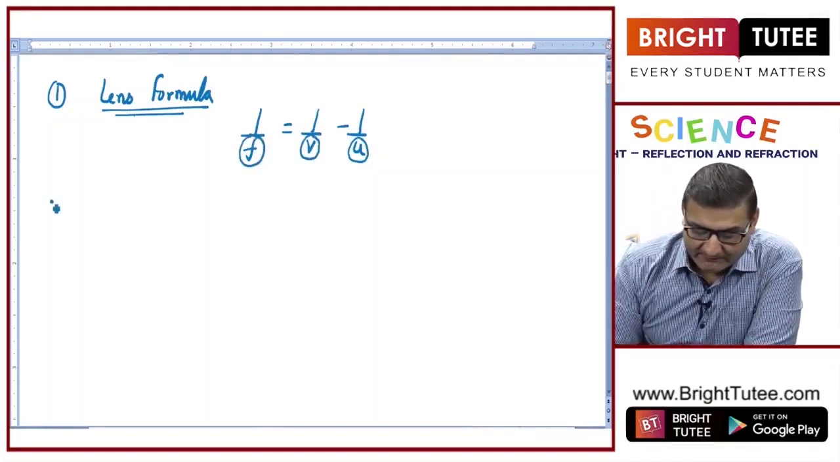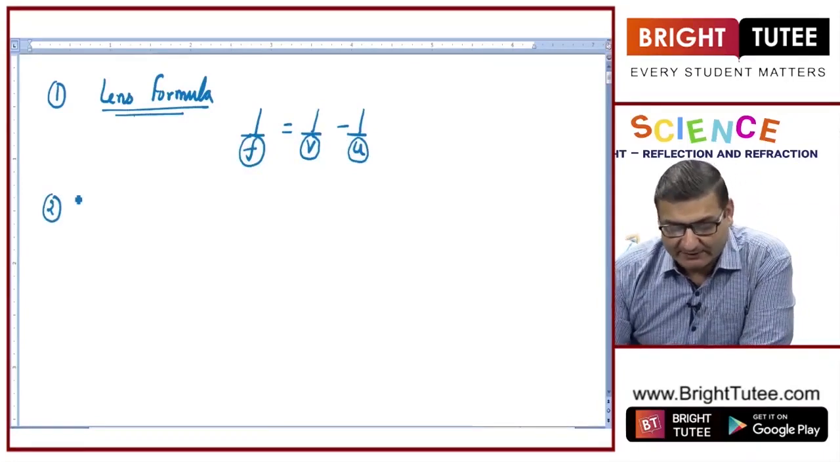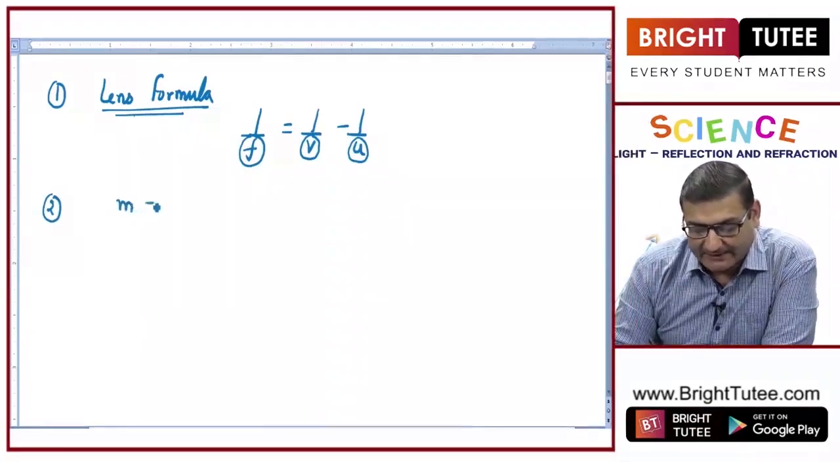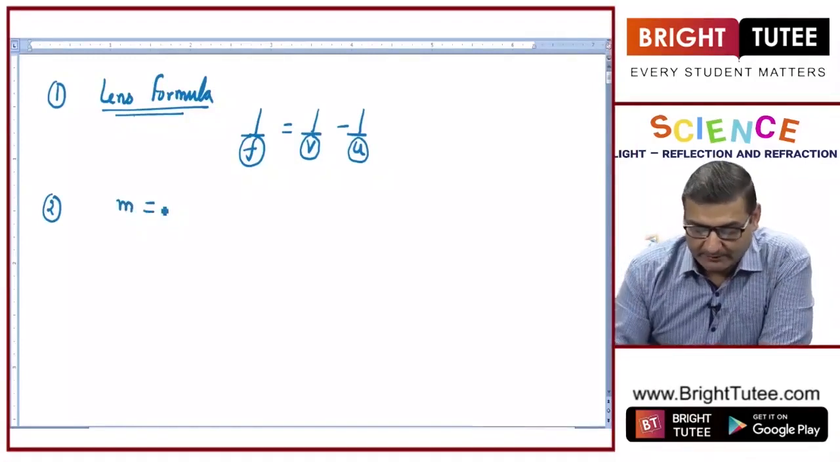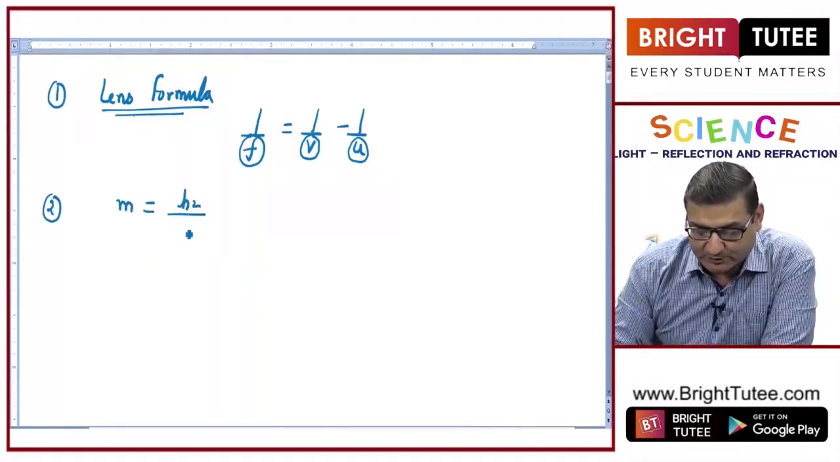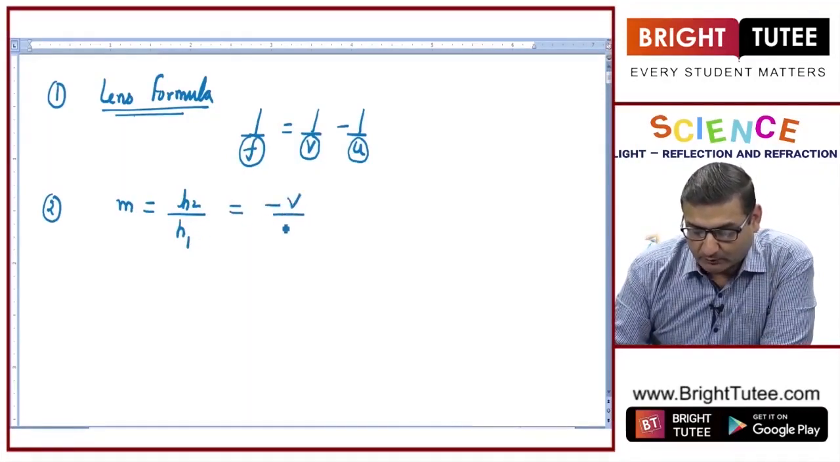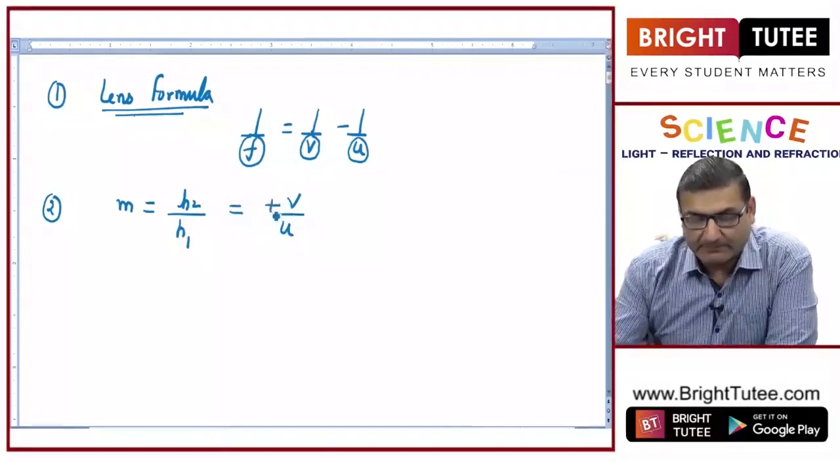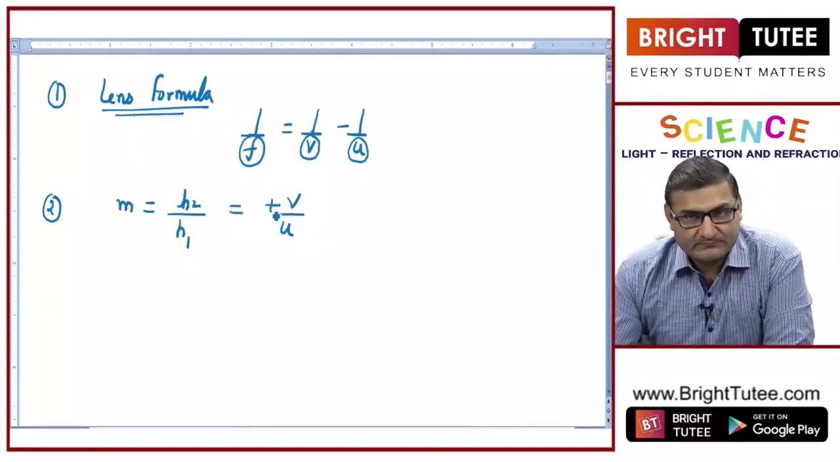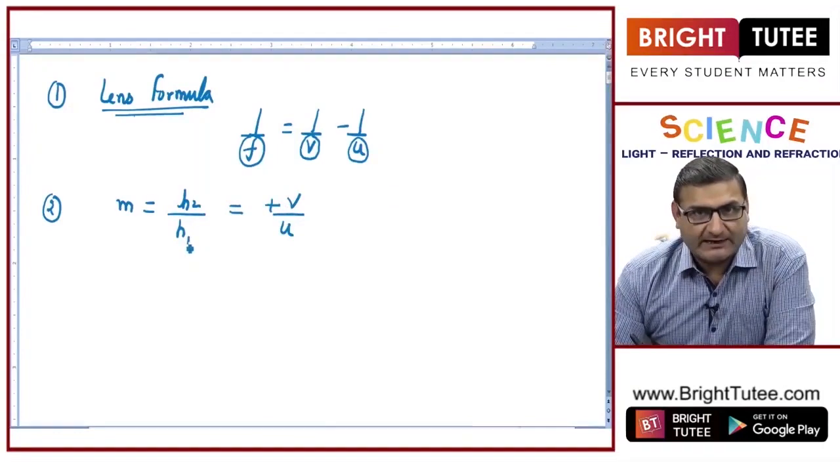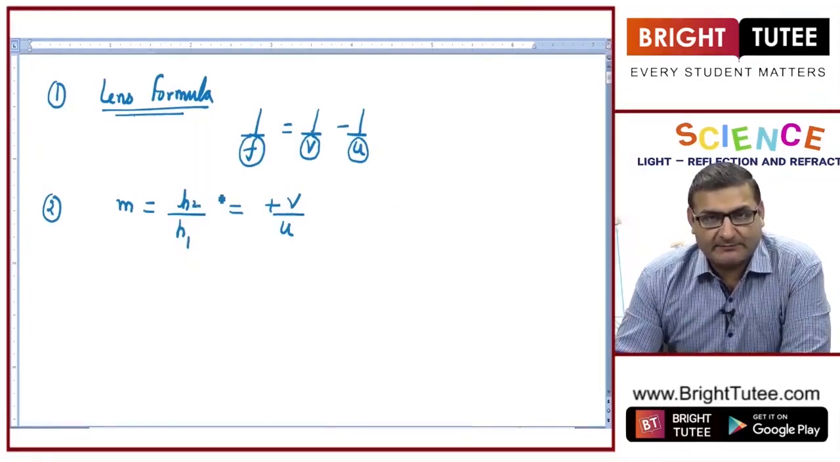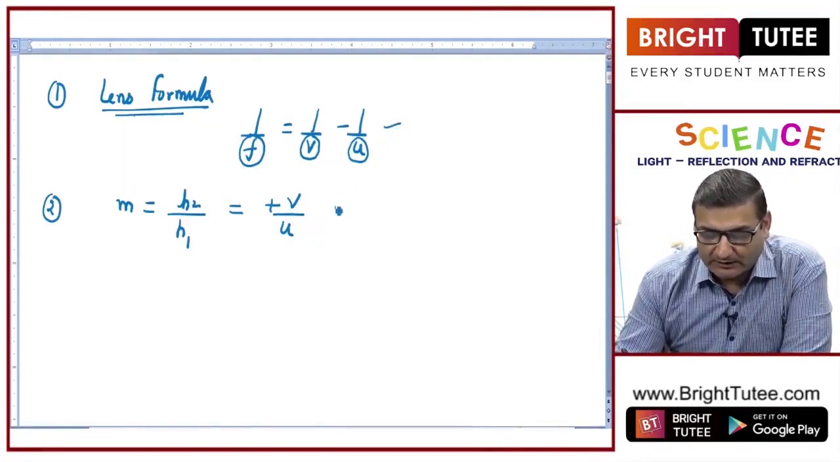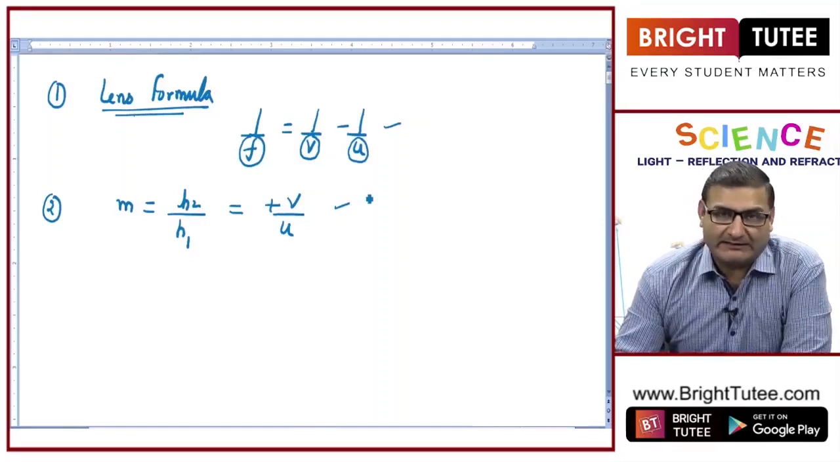Fine. The second formula that we will be utilizing while doing the numericals is that of magnification, represented by small m, given by the formula h2 by h1, and it was also equal to plus v upon u. So h1 is the height of the object, h2 is the height of the image, u is the object distance, v is the image distance. Using these two formulas, we are going to attempt the numericals.